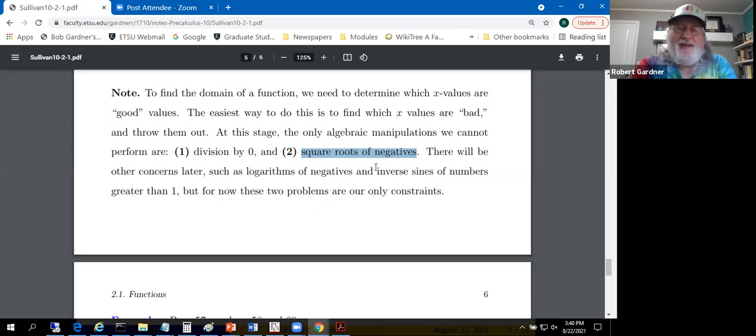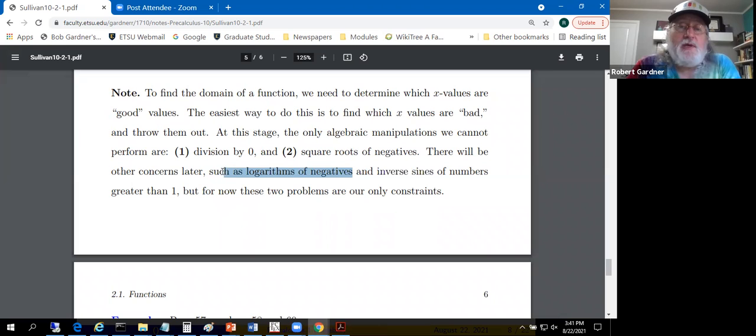Anything else? Yeah, later on, you're going to learn some more functions. You'll learn a logarithm function. You can't take logarithms of negatives. You can't take the logarithm of 0. Inverse trig functions, say inverse sine. You can't take the inverse sine of numbers greater than 1 or less than -1, unless you want to use complex numbers. But at this stage, all we have to worry about is division by 0 and square roots of negatives.